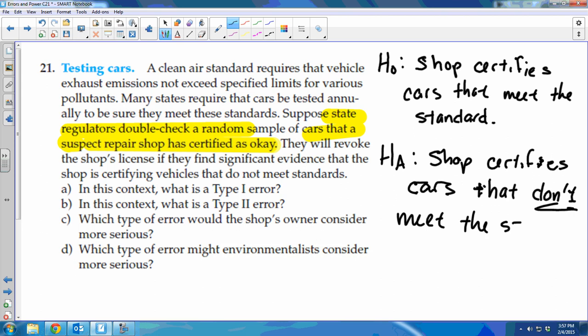That happens a lot. You're going to see one that says something and the other one says it doesn't. They're just opposites of each other. So you have two hypotheses. We're going to use those hypotheses to answer the questions. That's what we're going to practice with our homework tonight.